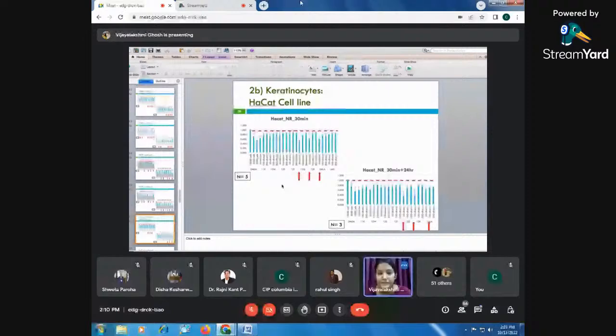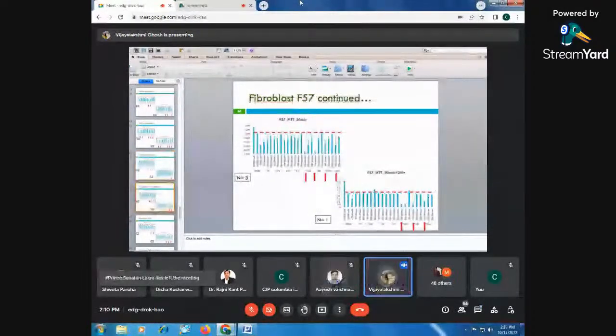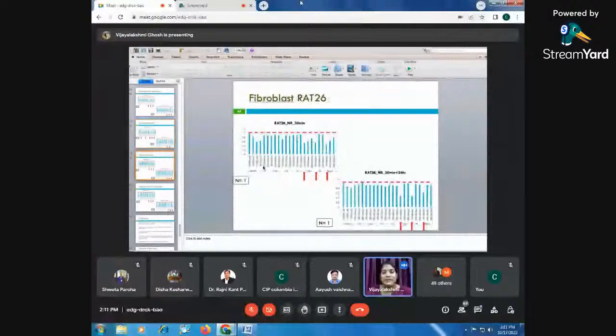Again, similar results. We also conducted some studies on fibroblasts. Here again, the best formulations are not toxic. 12R is toxic due to the high concentration of lidocaine. And here EMLA is toxic. In fibroblast 57, again 12Q, EMLA, LMX are toxic. 12S and 11K are not toxic. Similar results were obtained in CHO 38 fibroblasts also. So in all the cases, as we see, the best formulation is 12S. There is no cytotoxicity reported.